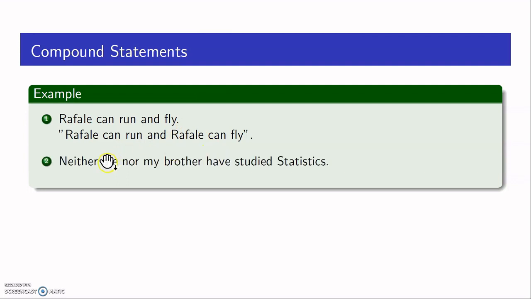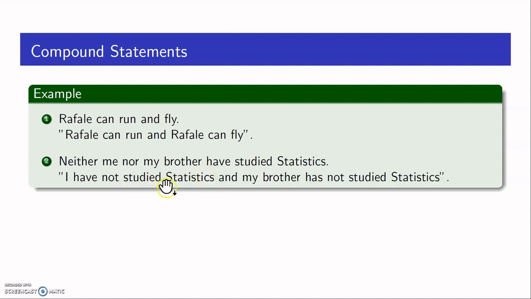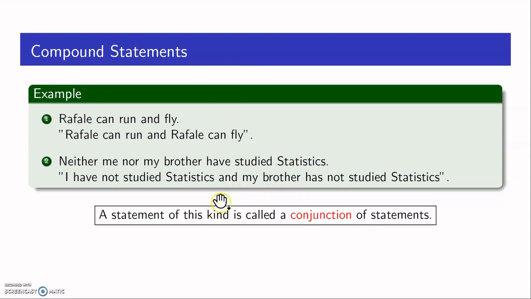Okay, let's look at one more. Neither me nor my brother have studied statistics. Again, I can split this statement as I have not studied statistics and my brother has not studied statistics. Here the two statements are joined using the word and. So a statement of this kind is called a conjunction of statements. By a conjunction of statements, I mean two statements are joined using the word and to form one statement.